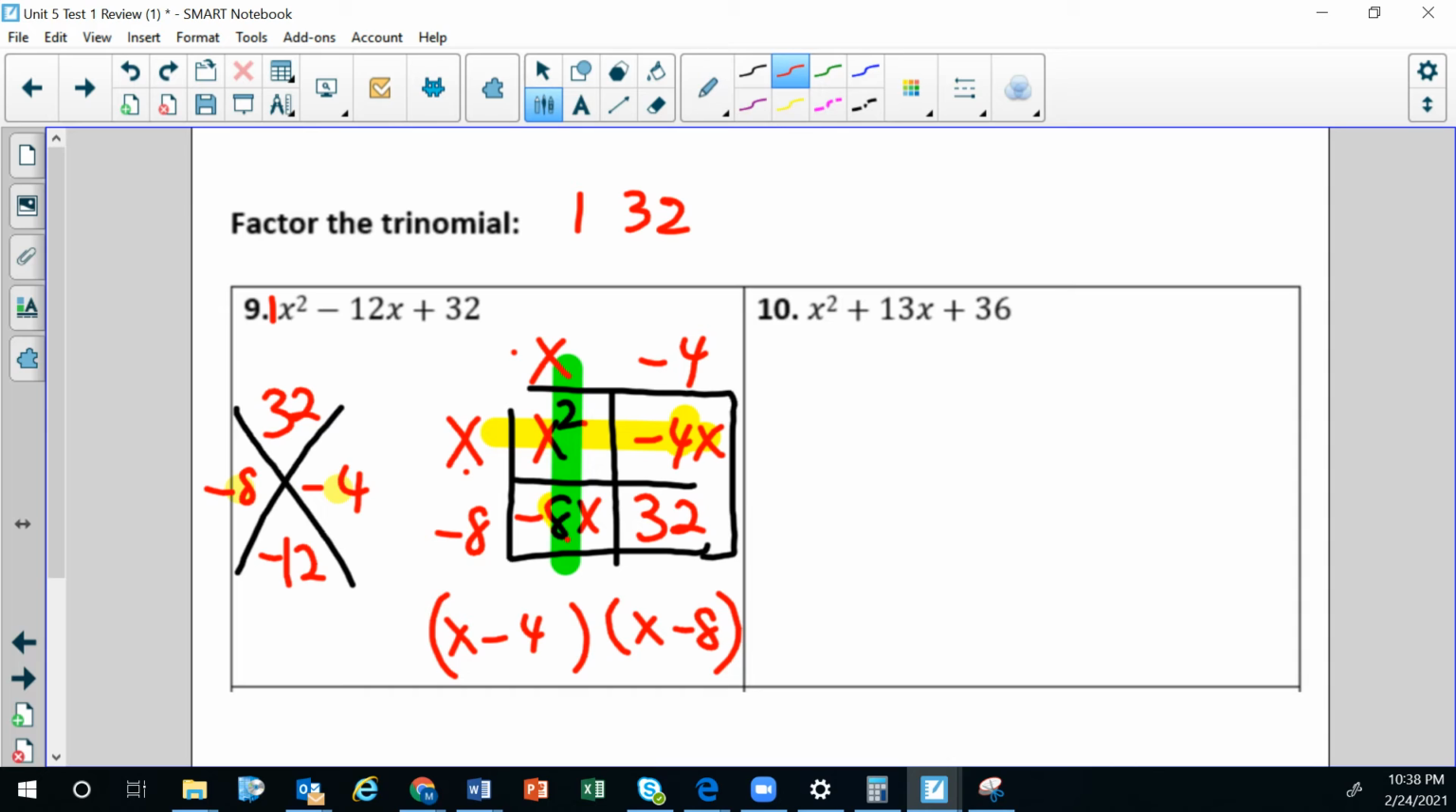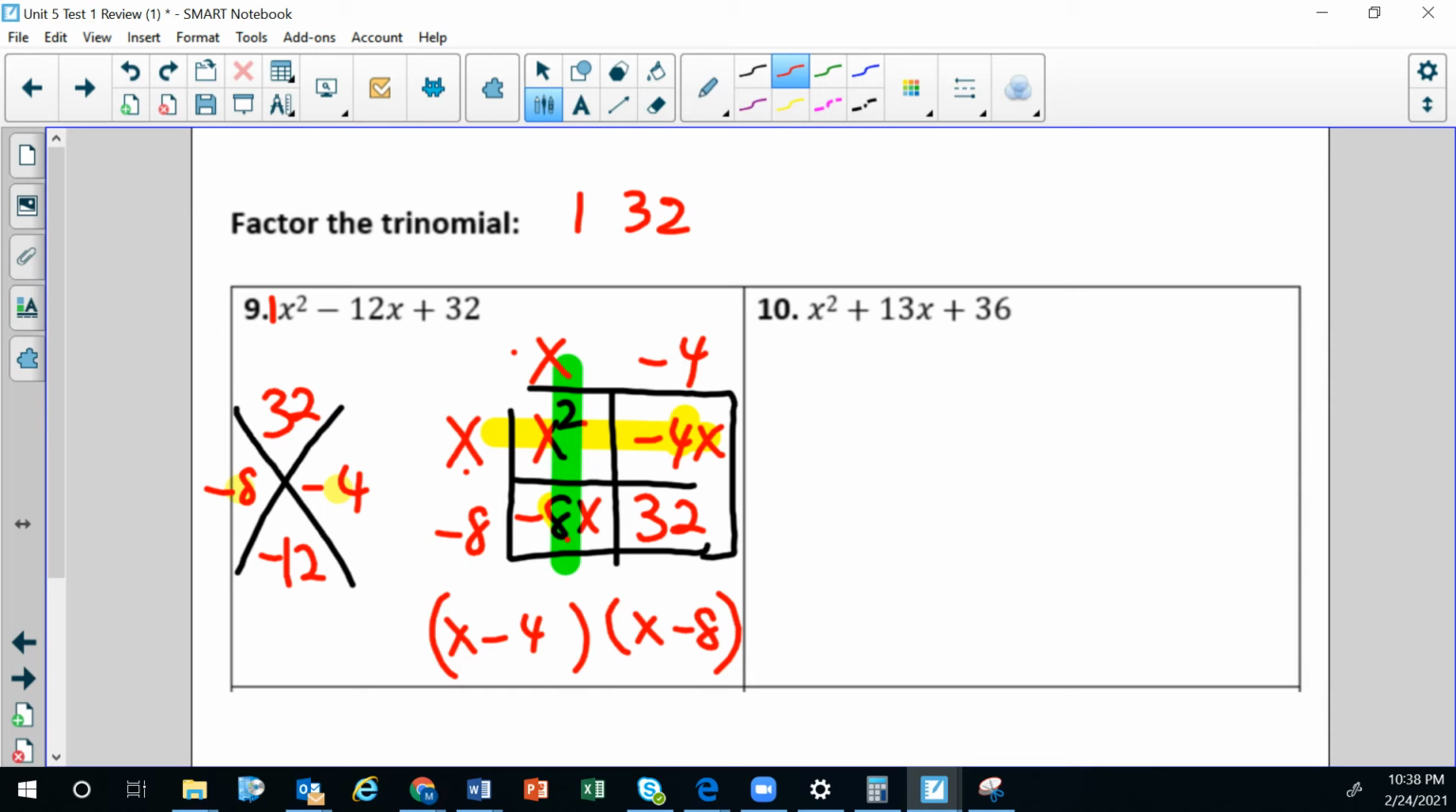Okay. So next one. One second, guys. I got to make a correction on this. This should be negative.